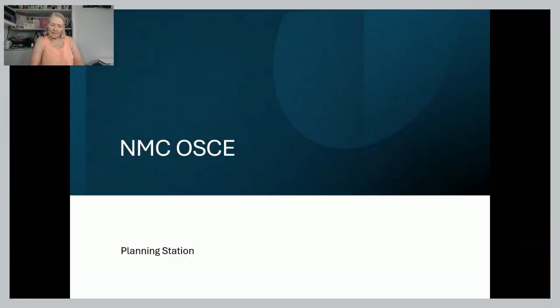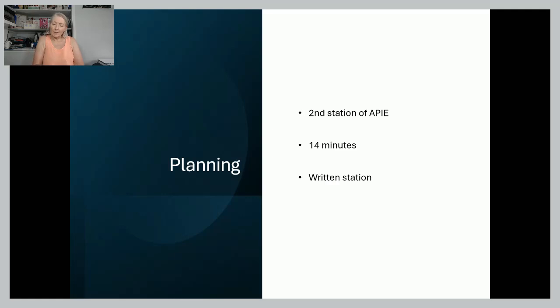So the planning station then. It's the second station of your OSCE. It's a 14-minute station and it is a written station. So you need to make sure that you do write legibly, and I will go through some of the things you have to take into account while you're going through this station.